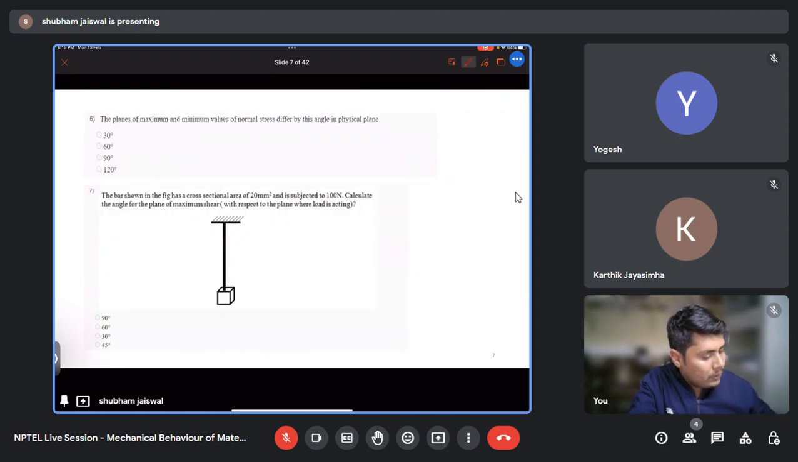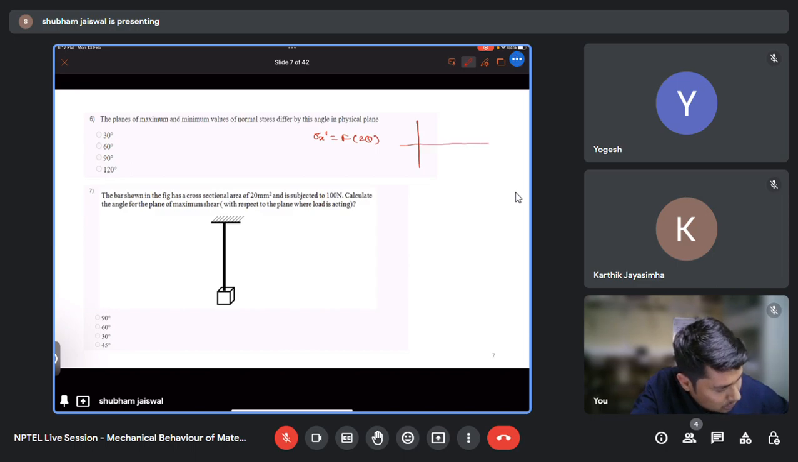So now the question 6. The plane of maximum and minimum values of normal stress differ by this angle in physical plane. It is 90 degrees. Why? Because if you see, sigma x is a function of 2 theta. So if I draw something like this, I am getting the highest value at this point, and the next highest value is this point.